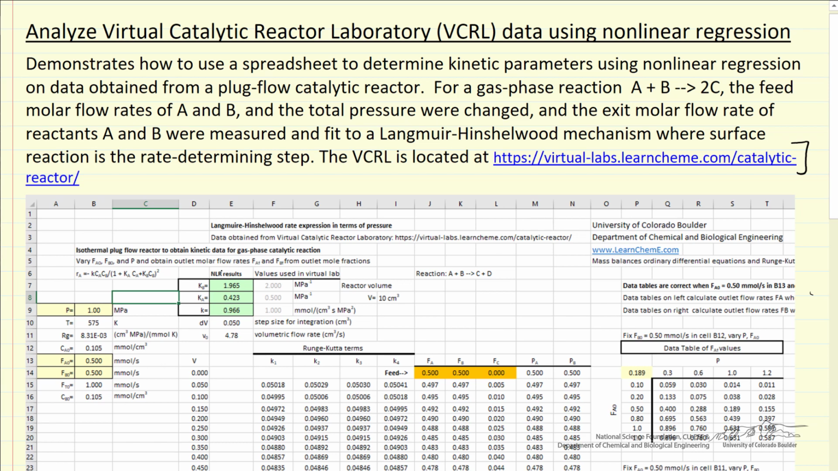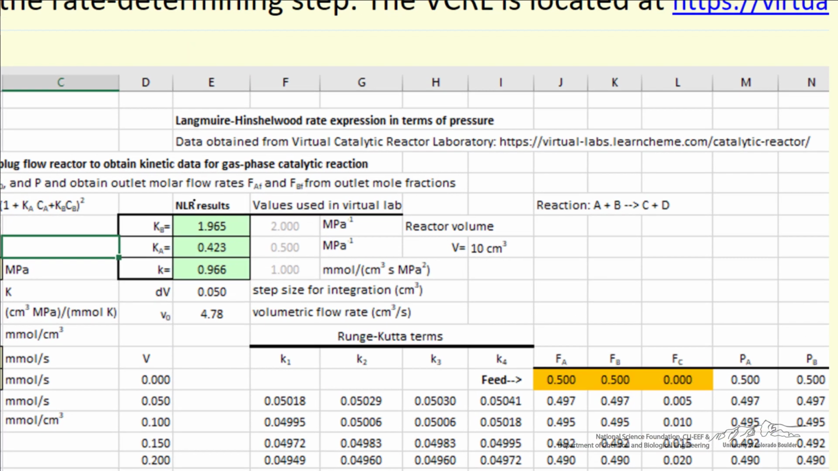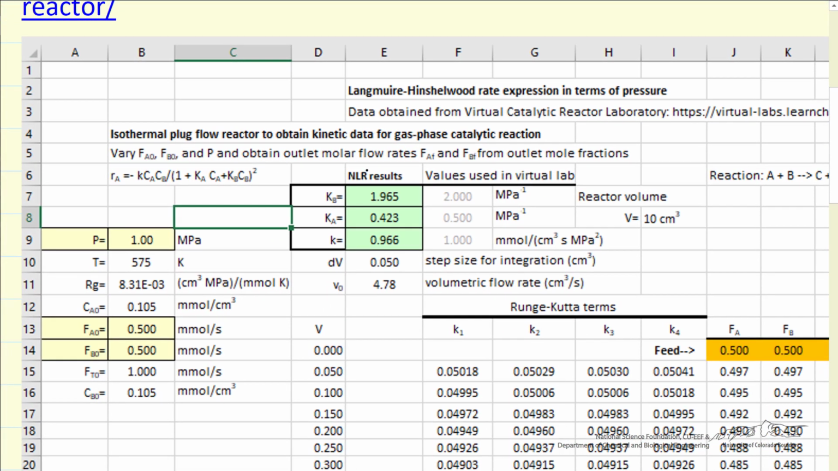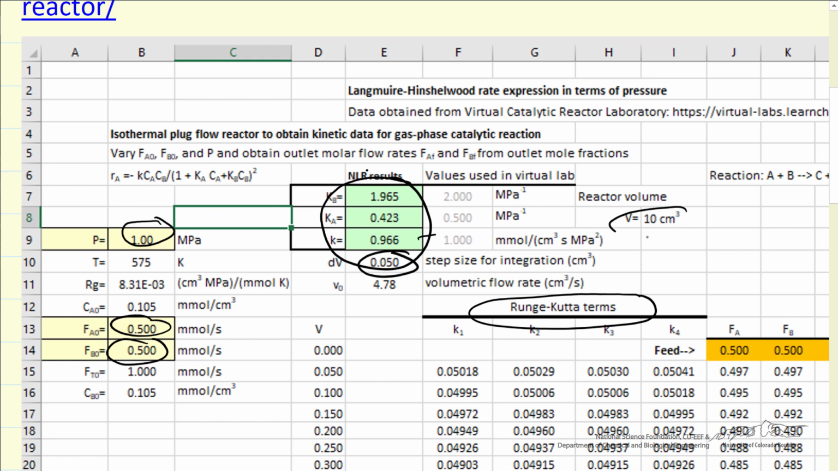The spreadsheet, which I am showing a snapshot of, and let me expand the part that we want to initially look at. There are 3 kinetic parameters we want to determine, a rate constant and 2 adsorption equilibrium constants. The way the reactor is run, experimentally we change the pressure of the reactor and the 2 inlet molar flow rates of reactants and measure the outlet conditions. We're going to then numerically integrate the mass balances using fourth order Runge-Kutta, and this part of the spreadsheet uses a constant step size of 0.05 cubic centimeters for a 10 cubic centimeter reactor.